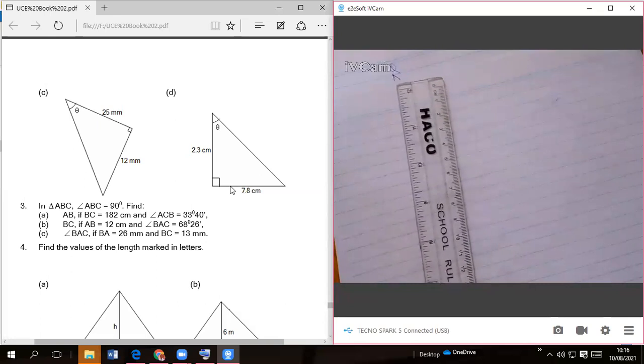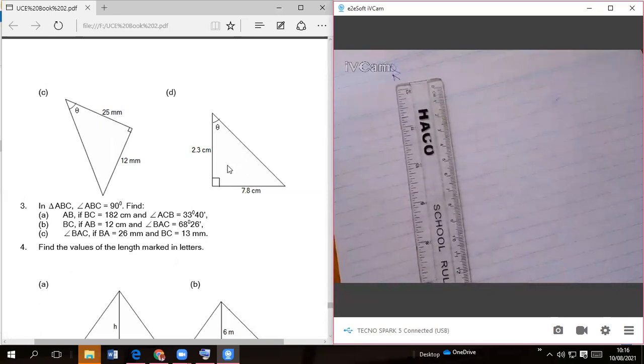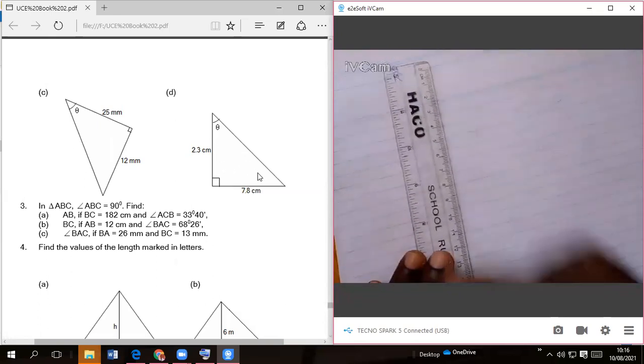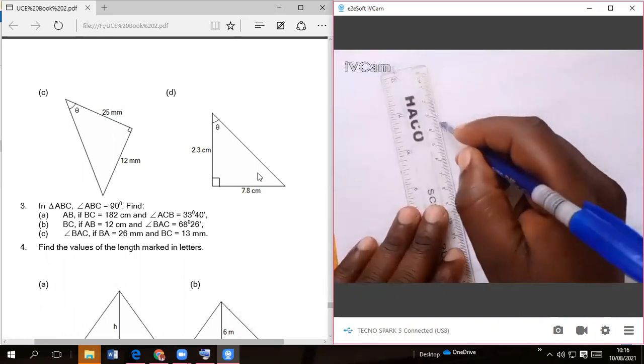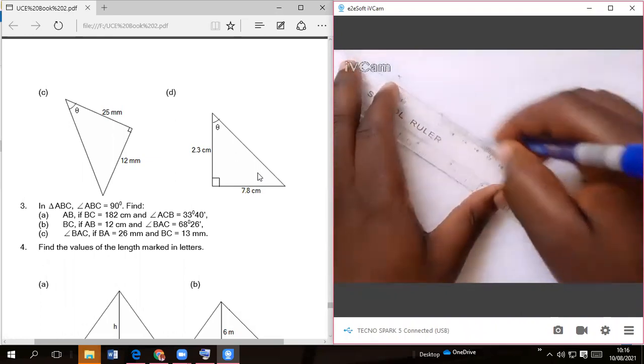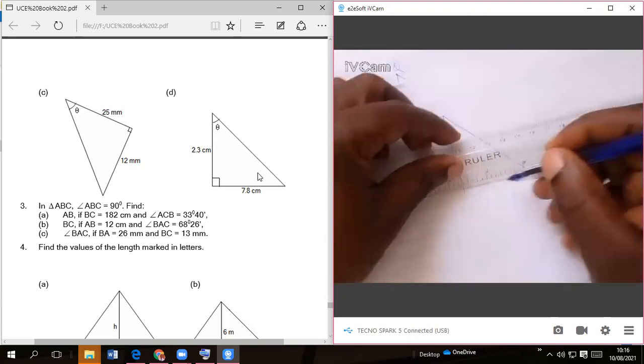I do the last one. Sorry about it. I do the last one, you do the rest. So part D. You are asking for someone.